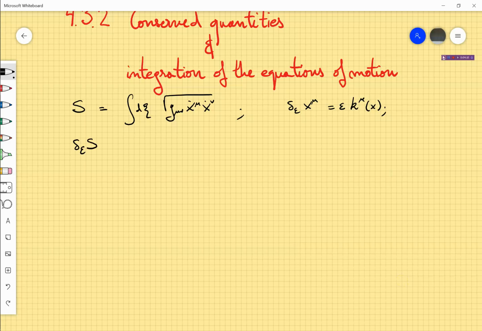So let's see how the action transforms under this symmetry. Well, under this transformation, because we don't know yet when it is a symmetry, it only acts on the x's, so psi is still there. We have 1 over 2, the square root of all that, and then we have the variation of g mu nu times x dot mu x dot nu, plus g mu nu, and as usual 2 times the variation of x dot mu.